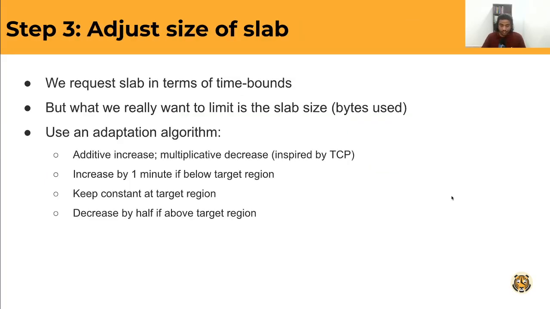So here the interesting part is how we adjust the size of the slab. We adjust the size of the slab in terms of time bounds, but not memory bounds. We dynamically adjust the slab size using an adaptation algorithm, which is additive increase and multiplicative decrease. So we always try to make sure the memory consumption is constant in the target region.